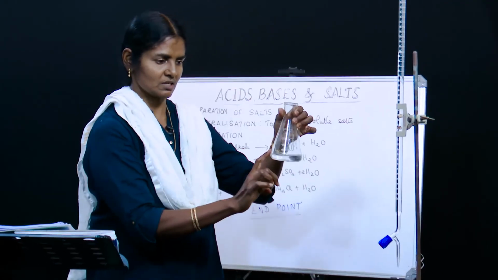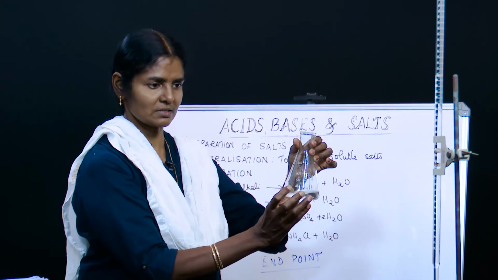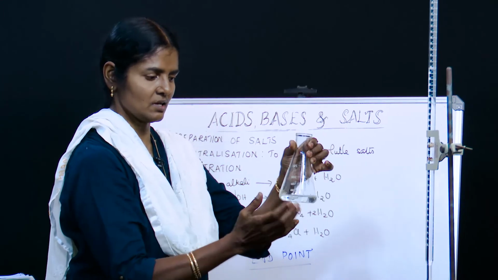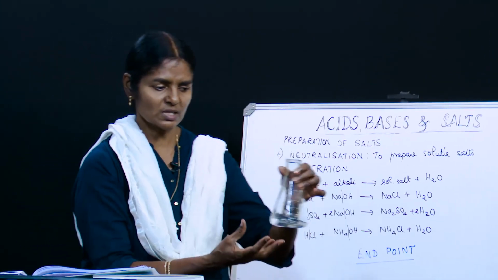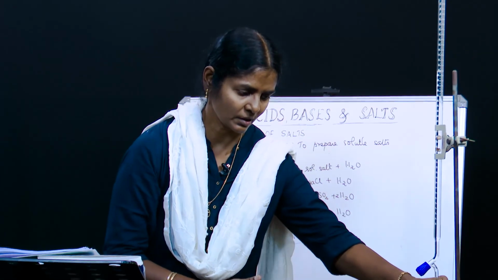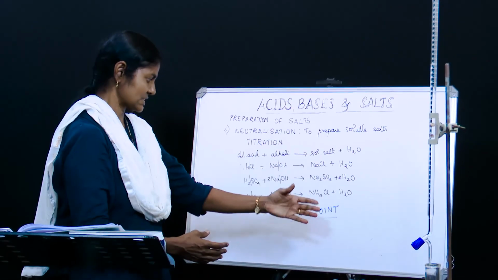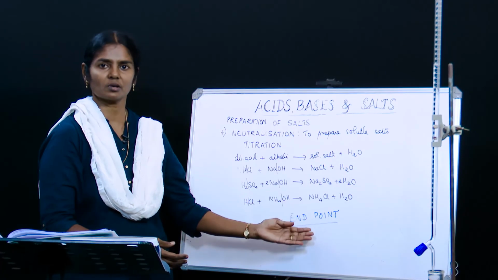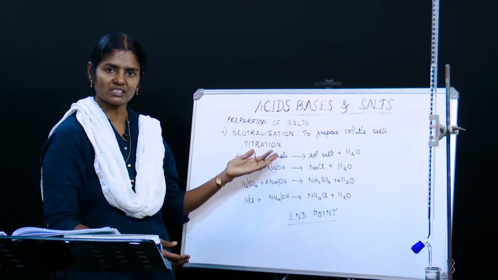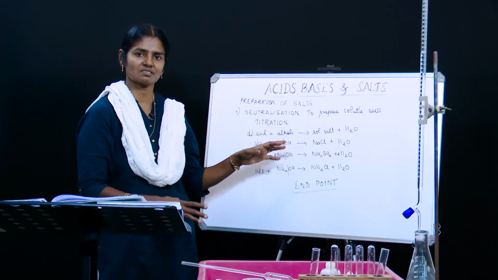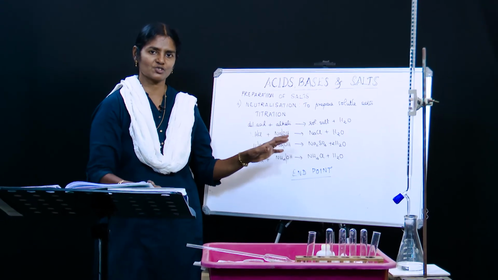Which also means that the base is neutralized by the acid and what is present is the salt in water. So this we take and saturate it and crystallize it, and we get these salts. So this is how neutralization happens with titration. So with this we finish this chapter. I hope you enjoyed this chapter.